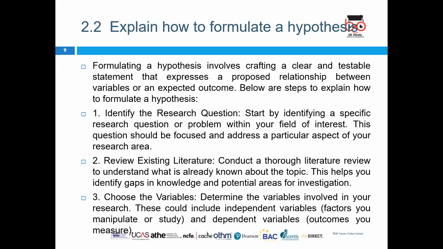Then we have choosing the variables. The variables need to be determined, like the independent and the dependent variables. This is done based on a literature review, where you identify the independent and dependent variables, and then you give a clear direction to your research.